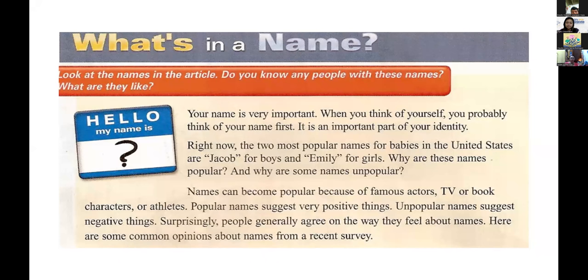Claudia? Names can become popular because of famous actors, TV or book characters, or athletes. Popular names suggest very positive things. Unpopular names suggest negative things. Surprisingly, people generally agree on the way they feel about names. Here are some common opinions about names from a recent survey.